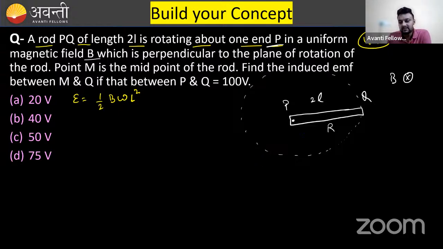Okay, so now if I say the rod is rotating about P and the rod is of length 2L. So the EMF induced between these two points P and Q will be half B omega, and the length is given as 2L. If you square it, it will become 4L square. Clear? And this value is given as 100 volt. So 100 volt is equal to half B omega 4L square. Clear?